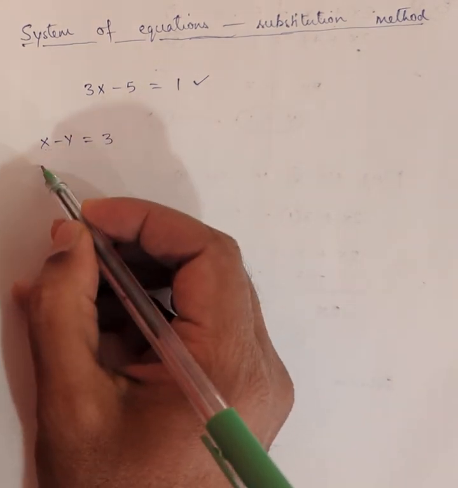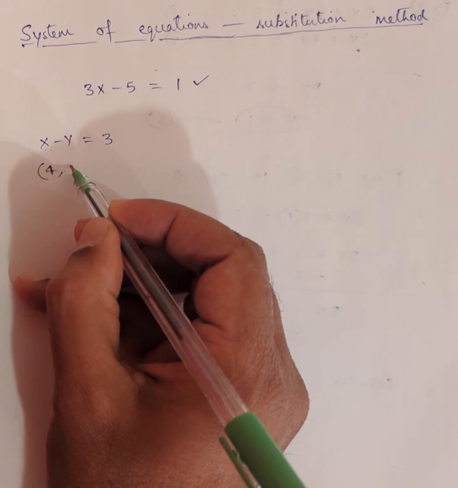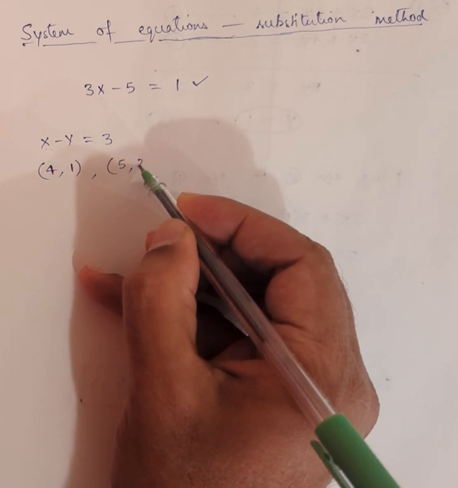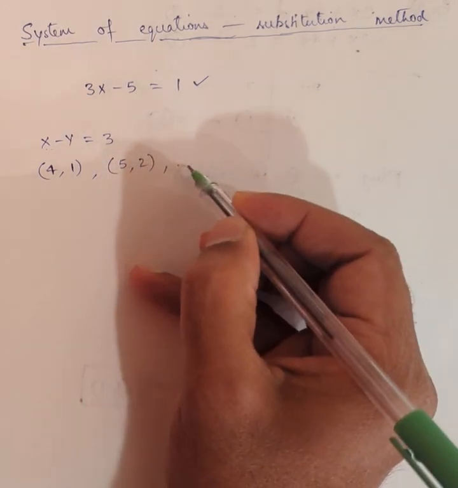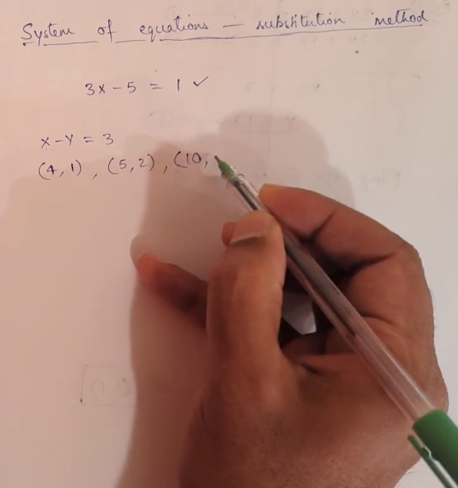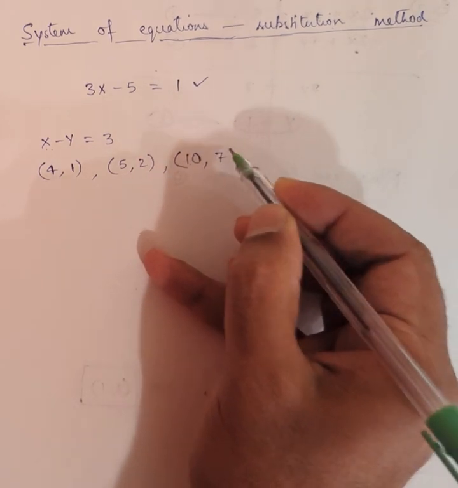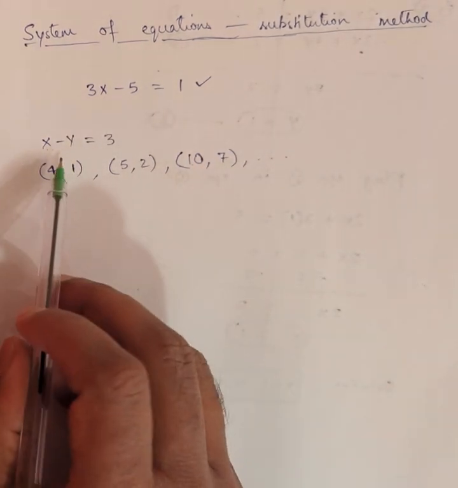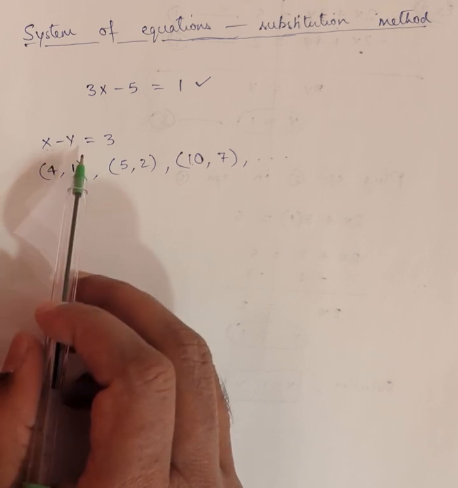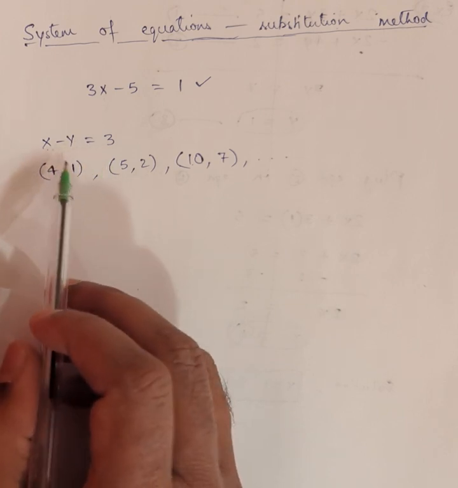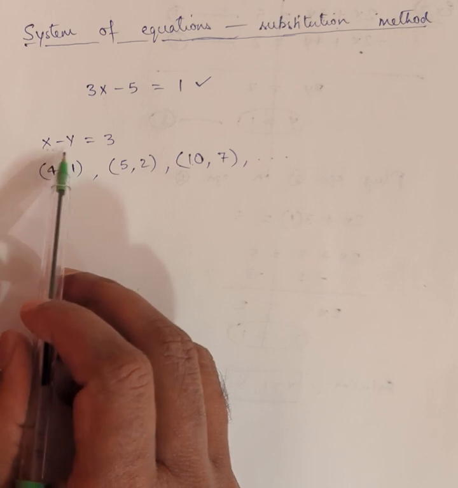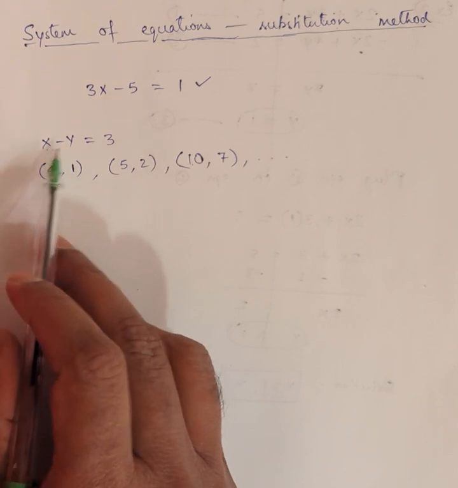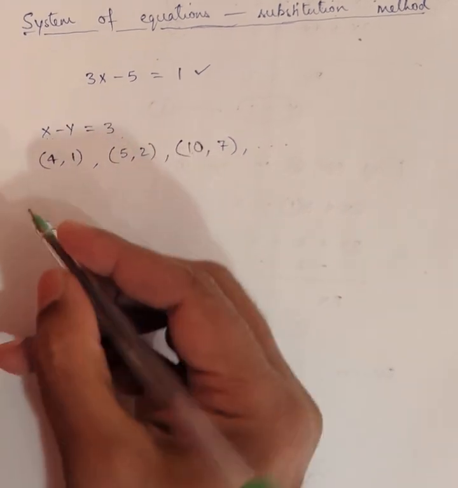Look, 4 minus 1 is 3. So x equal to 4, y equal to 1 is a solution. And so is 5, 2. And I can write 10 and 7 because 10 minus 7 is also 3. And there are so many other solutions. In fact, if you were to graph this line in the xy plane, then all the points that fall on that line will be a solution. So two variables, one equation is no good.